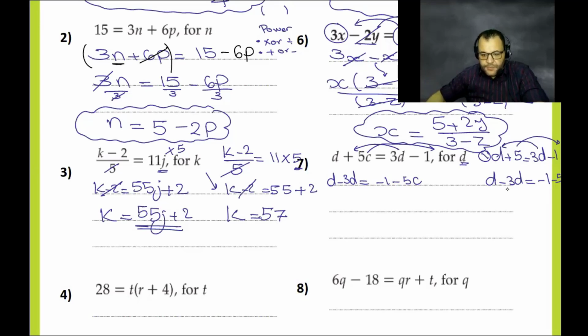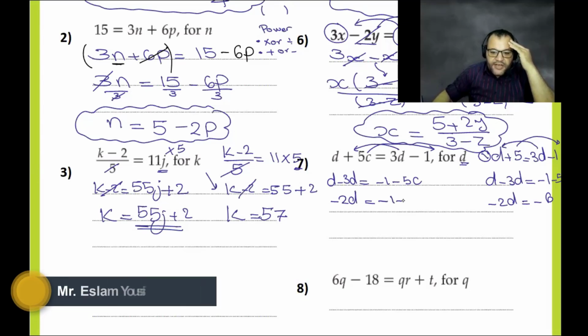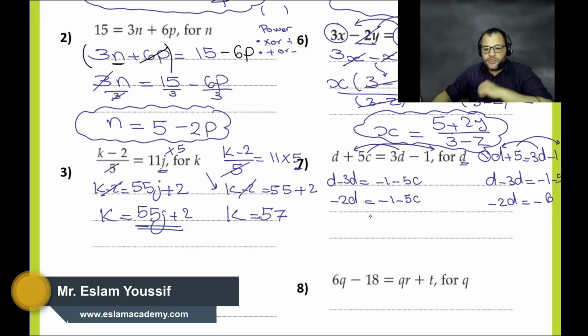Now again, going back to the right side. How do we solve this one? Minus 2D equals negative 6. Go back to the one at the left. Negative 2D equals, can you simplify this side? No. So leave it, negative 1 minus 5C, without any change. How are you going to solve the one at the right?